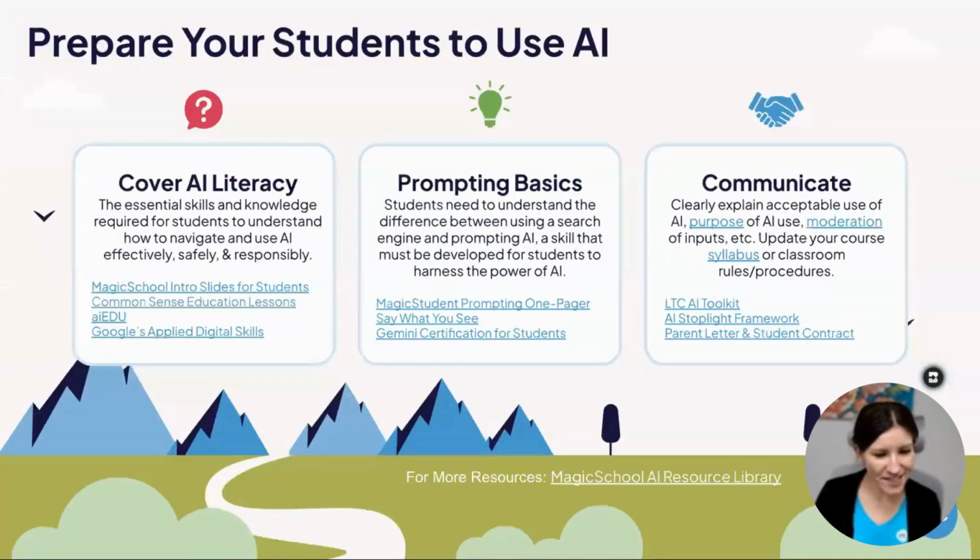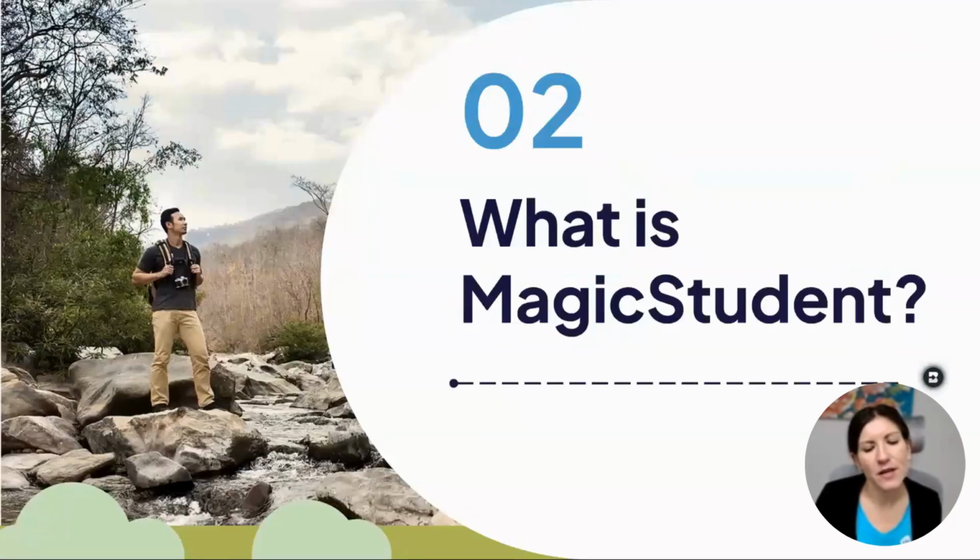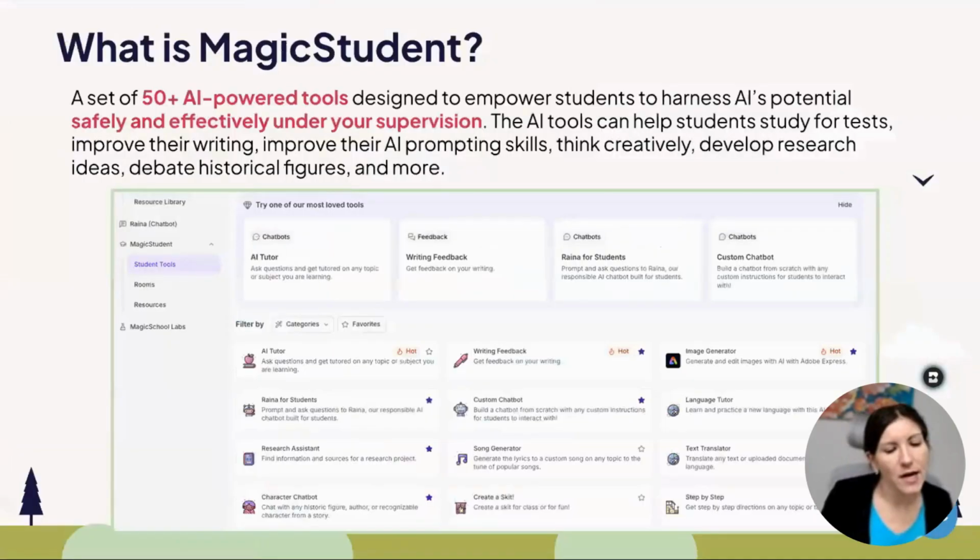So once you have done the check, check, check, okay, now we're ready to use it, you can get into the platform. So I wanted to talk to you about what is MagicStudent. Because this is an intermediate track, my assumption here is that you already know what Magic School is. MagicStudent is Magic's student-facing platform. It has 50 AI-powered tools that look very similar to the teacher dashboard. And the best part is that you can assign these tools as you want.